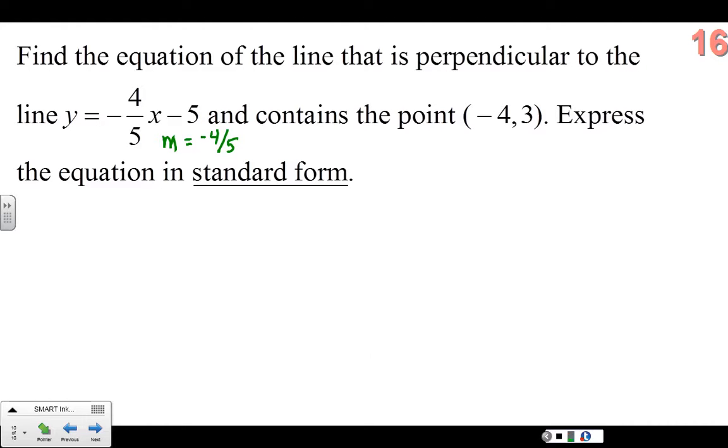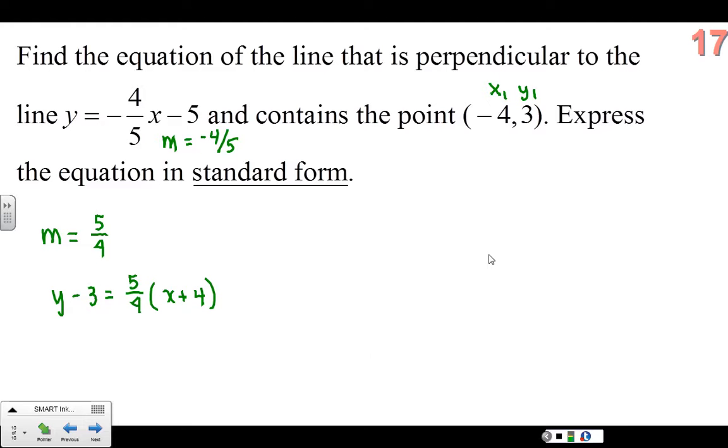So my question would be, we want our line to be perpendicular to it, so what slope would we use? If we want it to be perpendicular to negative 4/5, we're going to have to flip it and change the sign. So it's going to be positive 5/4. That would be our slope, positive 5/4. All right, so we now have our slope, and we have our point x1, y1. I'm going to go back to my trusted point slope formula. Y minus 3 equals 5/4 times x minus negative 4, which will be plus 4.